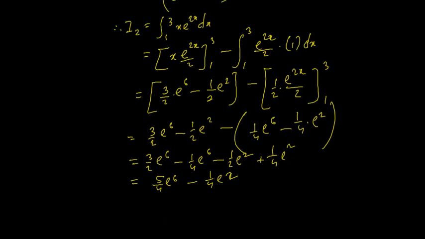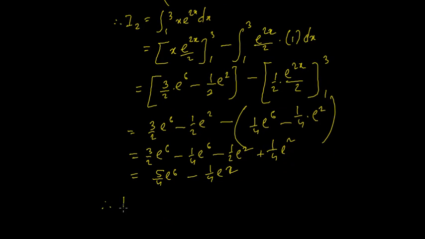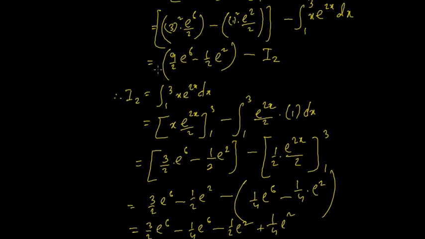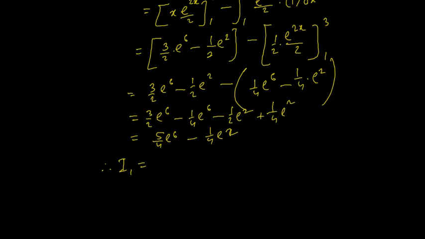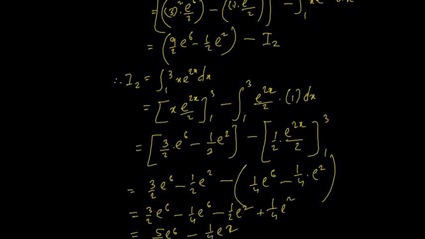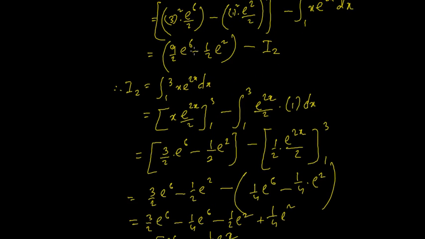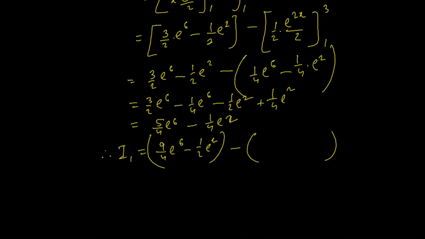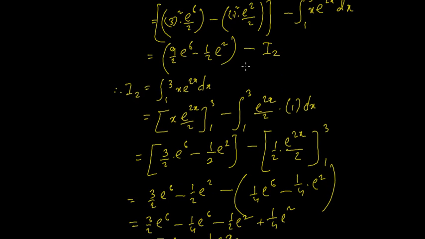If we take e square common, this would be minus 1 by 4 e to the power 2. Finally we need to get back and find I1. Therefore I1 equals 9 by 2 e to the power 6 minus half e to the power 2 minus I1, and I1 is 9 by 2 e to the power 6 minus half, 9 by 2, this would be 9 by 2 minus half e to the power 2 minus I2.